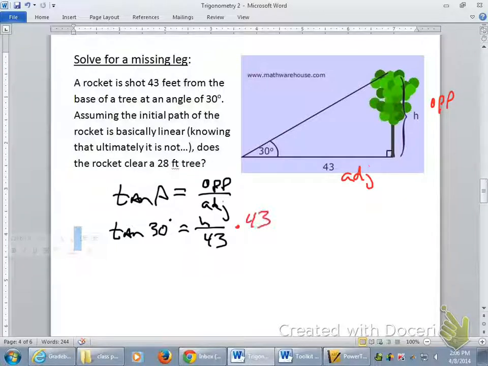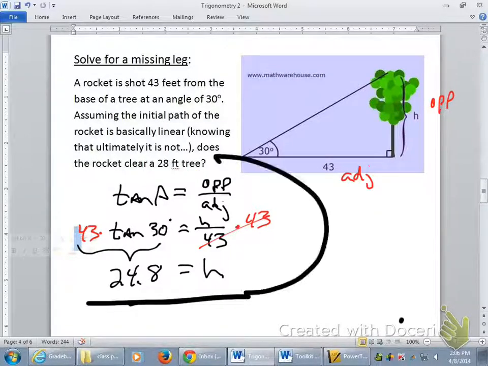Pretty straightforward, right? And a lot of you at this point can start showing less and less work. The height of the tree has to be whatever 43 times the tangent of 30 is. So you can just use your calculator or you could use your chart. 43 times the tangent of 30 is 24.8. How high is this rocket after it travels 43 horizontal feet? 24.8. How high does it need to be? 28. Did it make it? No, it doesn't. So you can tell that the answer is no.